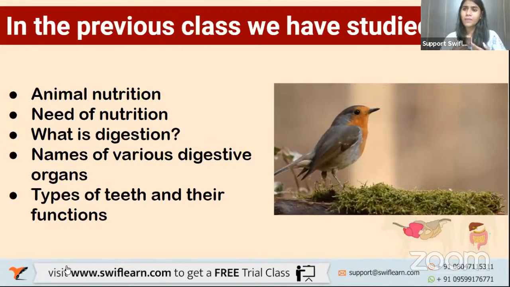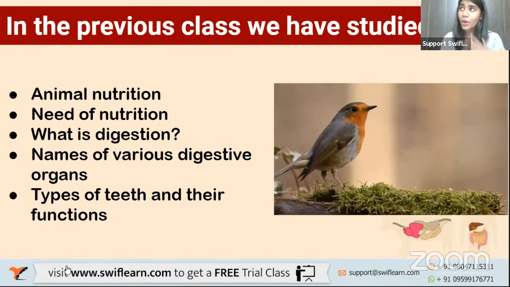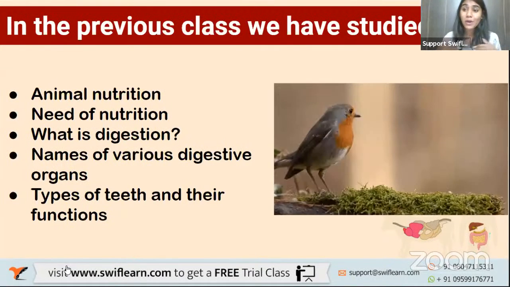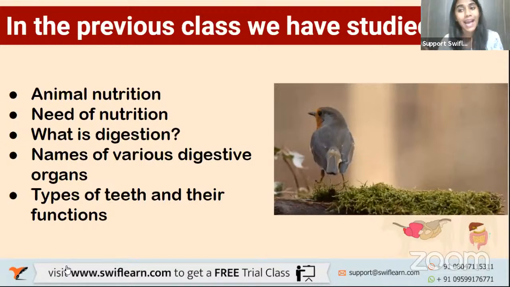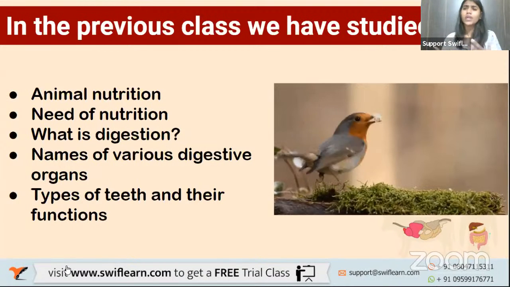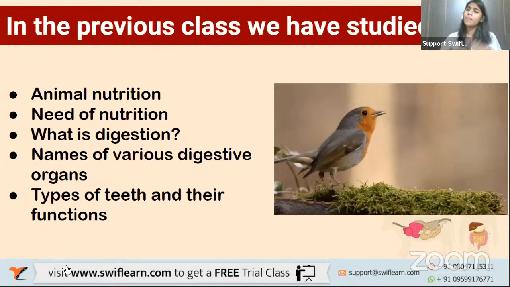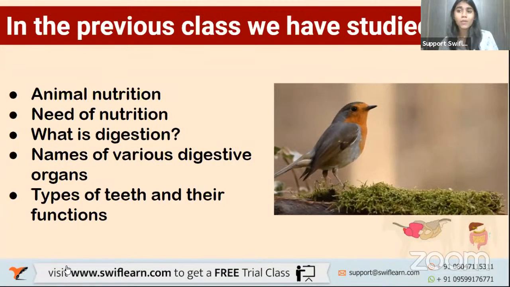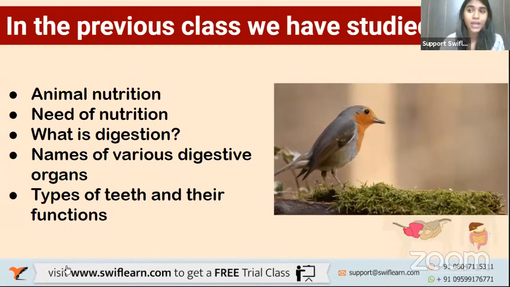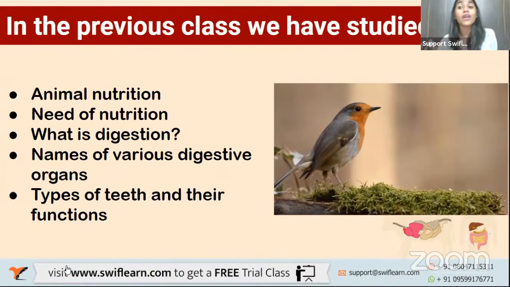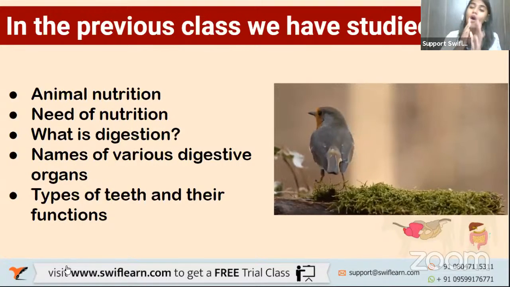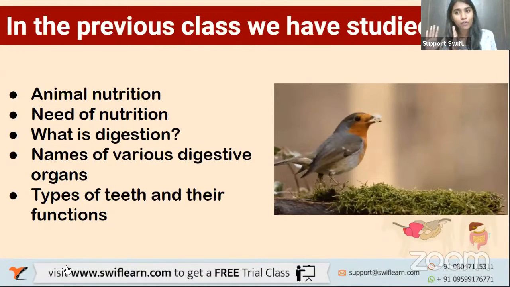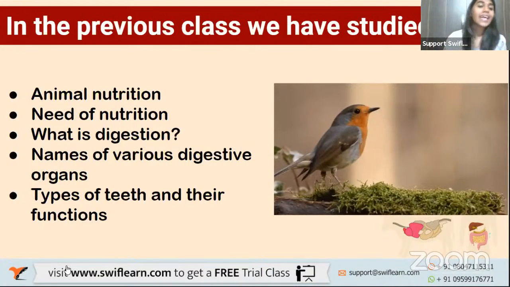Examples are humans. Right, we cannot make our own food. We depend on other organisms for our food, like plants and animals. So we consume plant products and animal products. And not only humans, other examples include animals like tigers, right? Herbivores depend on plants for their food, right? Carnivores, again, they depend on other animals for their food. So all these come under heterotrophic nutrition.